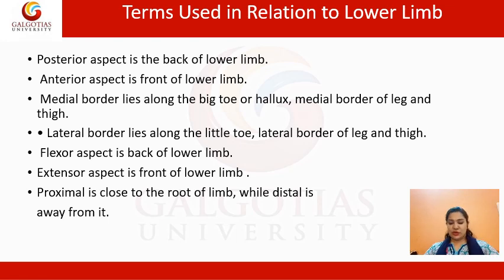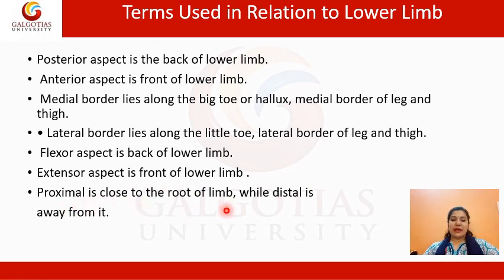Next, there are the terms associated with the lower limb. In the lower limb, the posterior aspect is the back of the lower limb, whereas the anterior aspect is the front of the lower limb, where we feel our patella or knee joint. Medial border lies along the big toe or the hallux. The medial border of leg and thigh runs from the big toe to the groin of the body. Lateral border lies through the little toe and the lateral border of the whole lower limb.